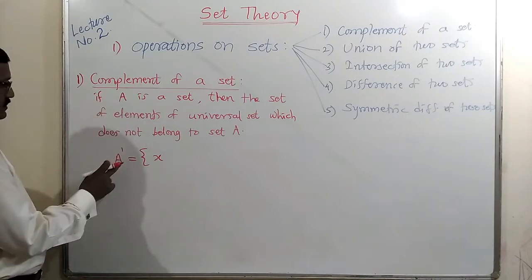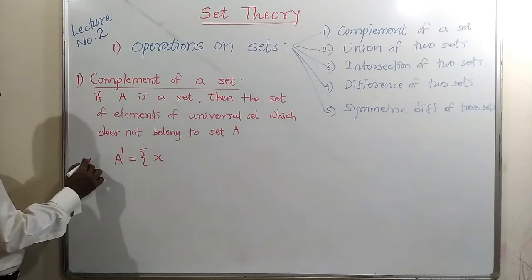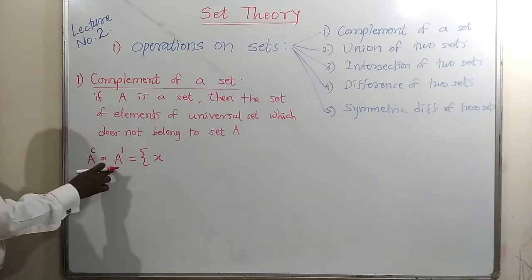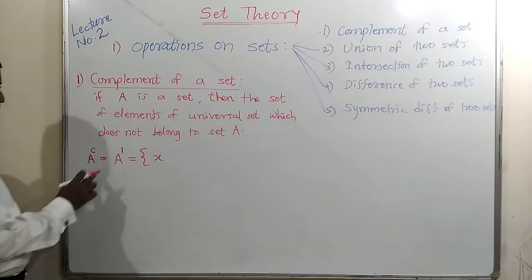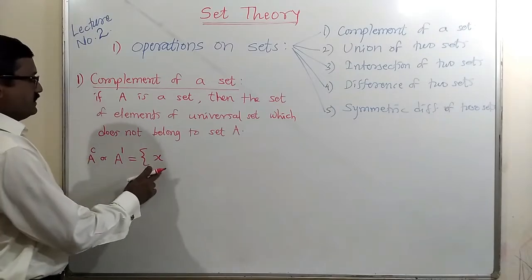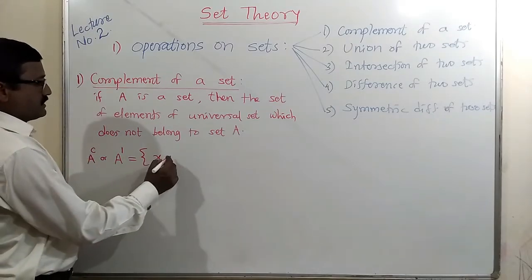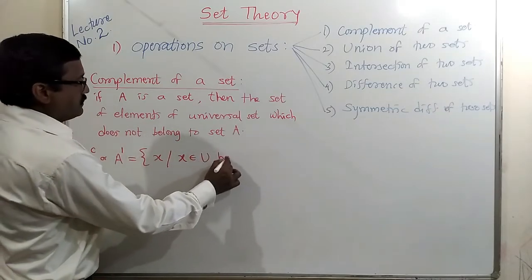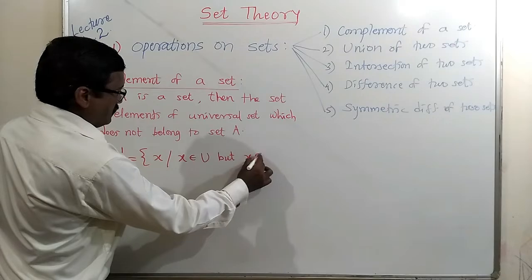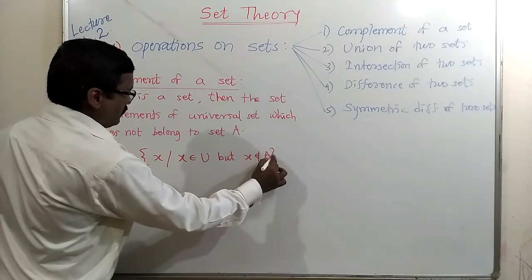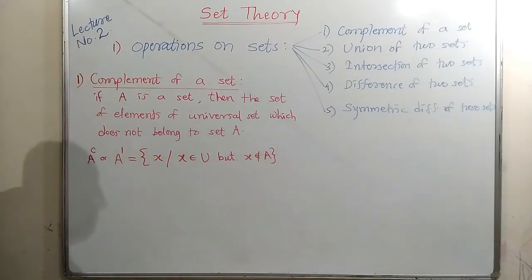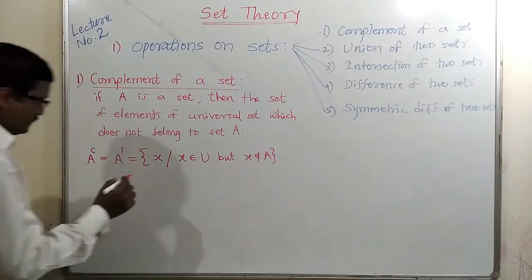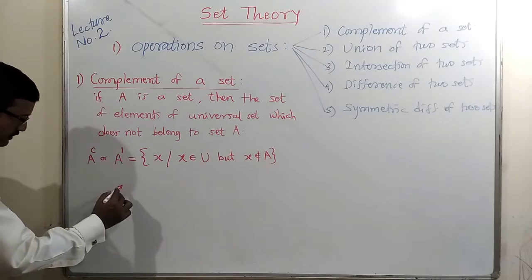This complement of a set is denoted by A dash or A complement. That is the complement set of set A. And it is the set of all X such that X belongs to U, but X does not belong to A, where U is the corresponding universal set of set A. See here the Venn diagram for this complement of set.